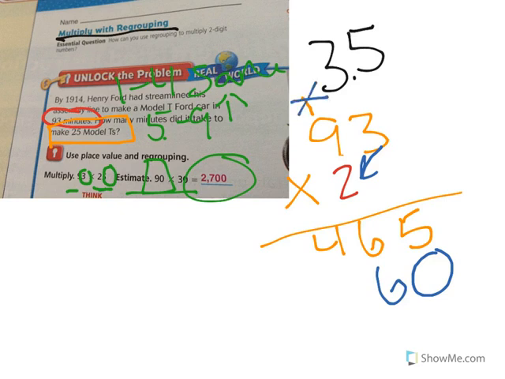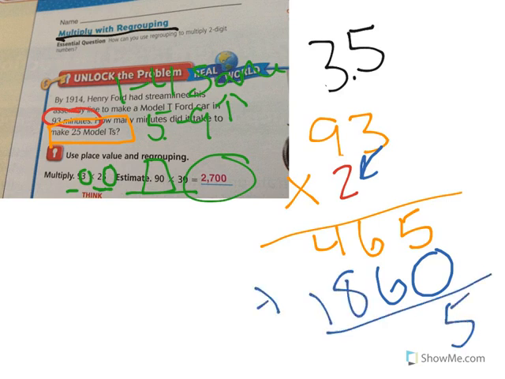Sorry, I didn't even do it. I always tell my kids, get rid of your carries, because it will mess you up this go around. So 9 times 2 is 18. Now what do we do? We add. So 5 plus 0 is 5. 6 plus 6 is 12. Good, bring down your 2. Carry your 1. 4 plus 1 plus 8 is 13. Carry, and you get 2,325.